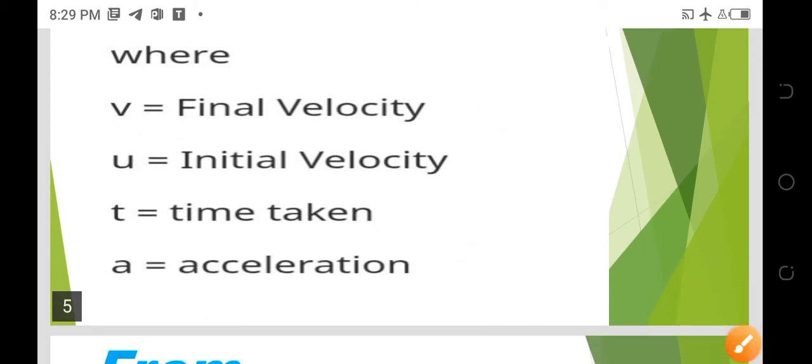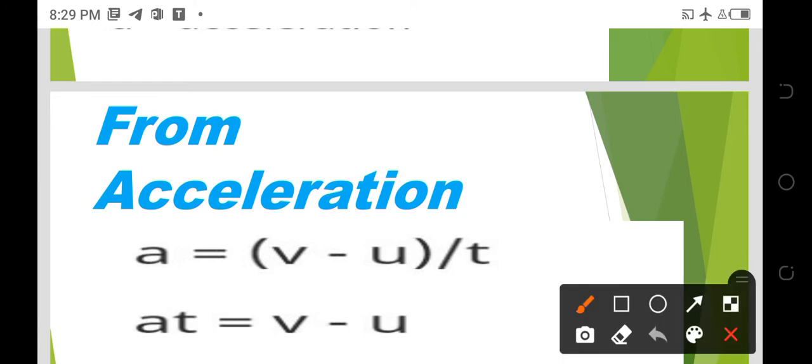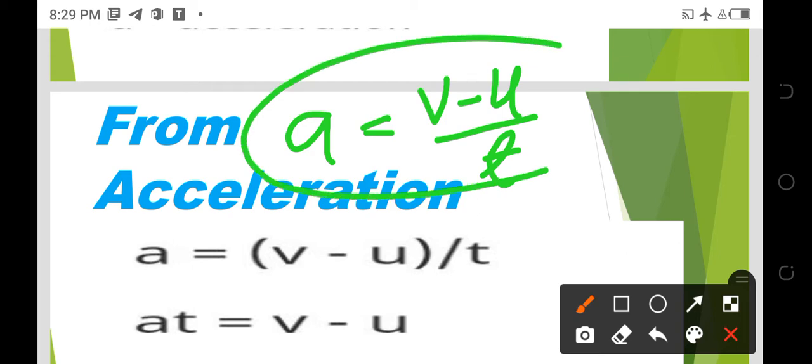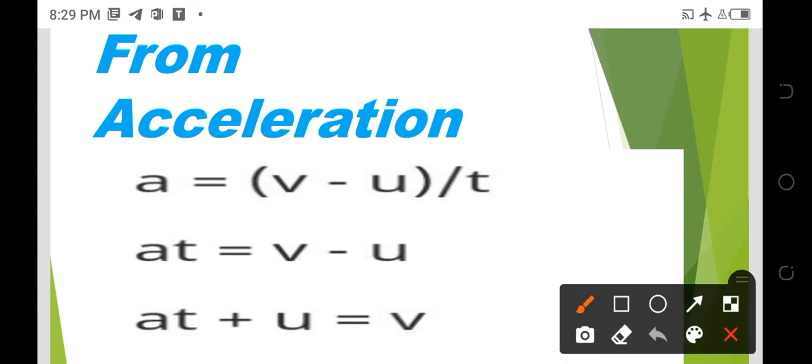So here, from the definition of acceleration, what is the acceleration definition? Rate of change of velocity, that means a equal to v minus u by t. This is the rate of change of velocity. a equal to v minus u by t, which is acceleration. So here, in further simplification, you know very well, a equal to v minus u by t.